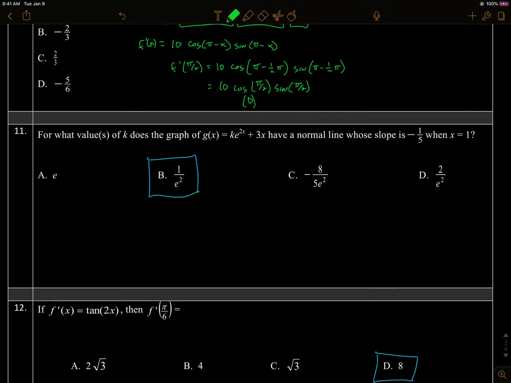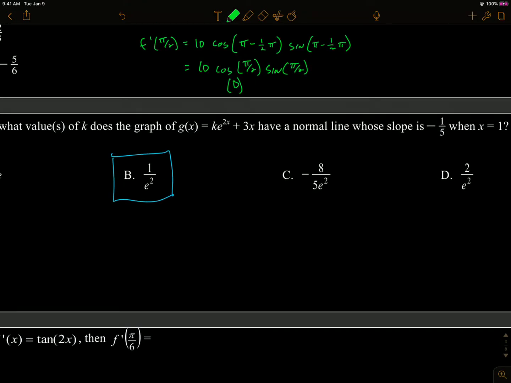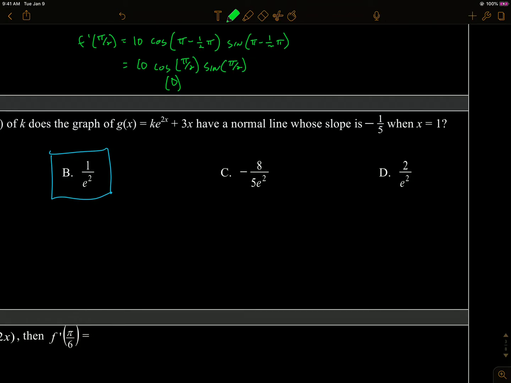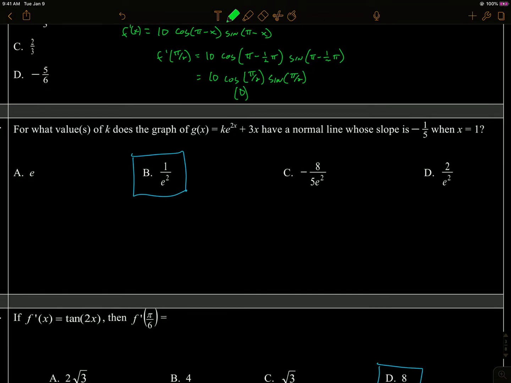So now we want to find a value of k for which this graph, g of x, has a normal line whose slope is negative 1/5. And that's going to be at that point of tangency of x equals 1. So if we find the derivative of g, we can plug in 1, and at that point of tangency, the derivative should be equal to the opposite reciprocal of the normal line's slope, because the slope of the tangent line should be the opposite reciprocal of that, right?